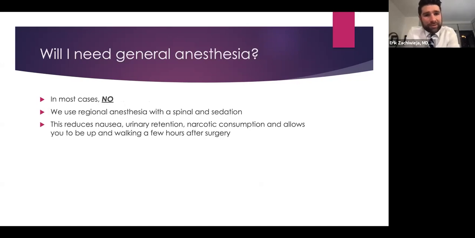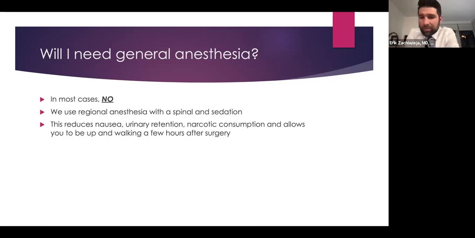Do you have general anesthesia? In almost all cases, we no longer use general anesthesia for knee replacements. We now use regional anesthesia, also called spinal sedation or an epidural, similar to what females get for childbirth. And that essentially just numbs the body from the legs down. And that is significantly better than general anesthesia because it reduces the side effects of general anesthesia, which are nausea, urinary retention. And then additionally, it allows patients to be up and moving and out of bed sooner, which is our primary goal following joint replacement surgery.